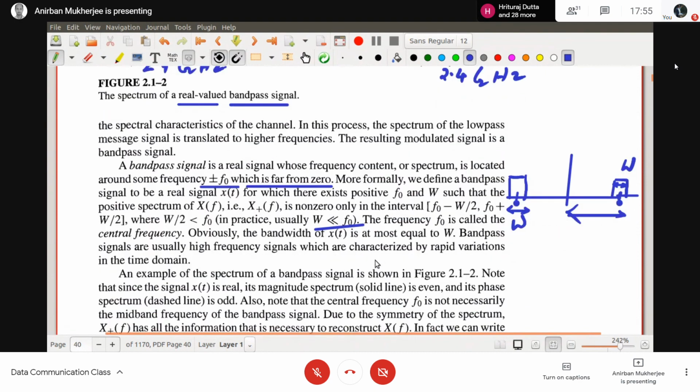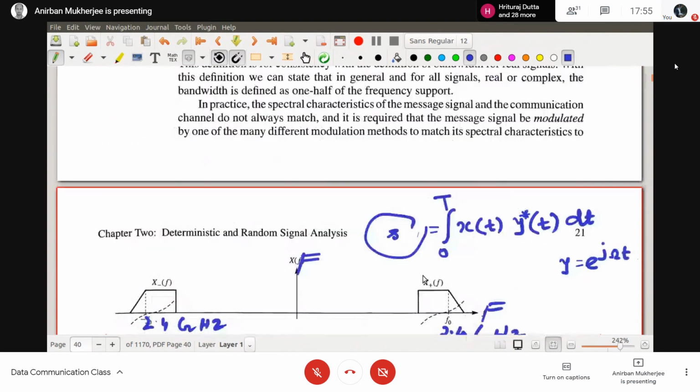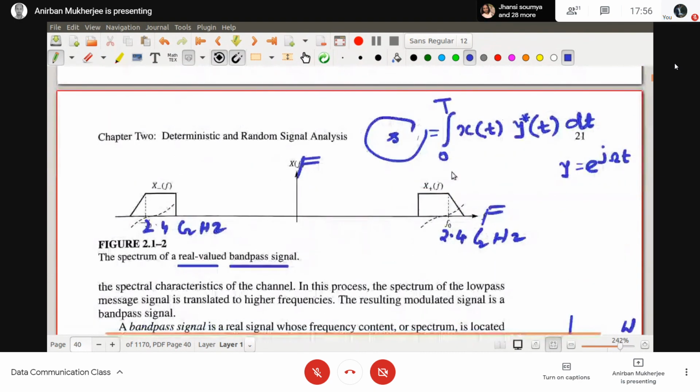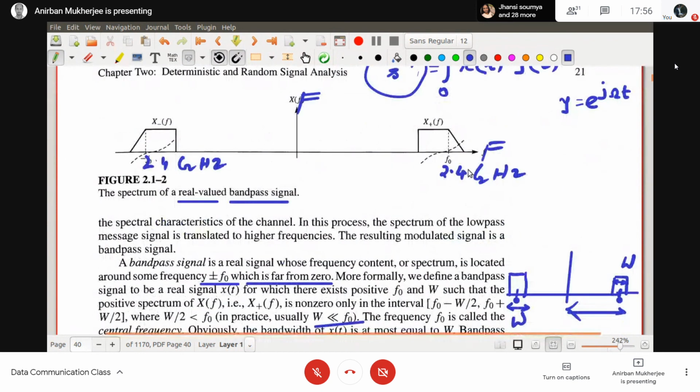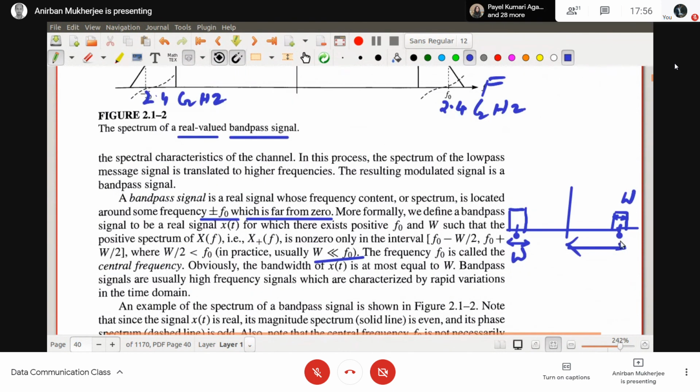It's just like that. F0 is something like 2.4 gigahertz, and W is maybe your speech frequency, which is how much? 20 hertz to 20 kilohertz, almost 0 to 20 kilohertz. So say the bandwidth is 20 kilohertz. That means 20 kilohertz is W and your F0 is 2.4 gigahertz, something like that.